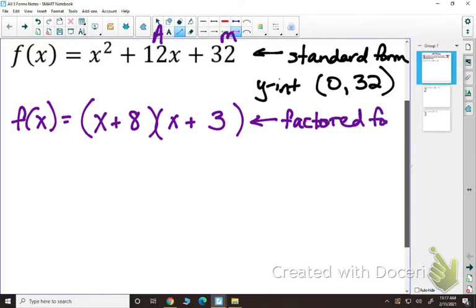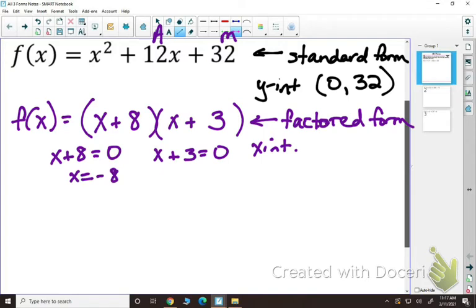Factored form. Okay. And again, what do you get from factored form? Hopefully you're going to say, hey, it's the x-intercepts. So to find the x-intercepts, we're going to set each factor equal to 0. So in the first case, if we have x plus 8 equals 0, in the second case we have x plus 3 equals 0. And if I solve the first one by subtracting 8 from both sides, x would be negative 8. And the second case, if I subtract 3 from both sides, x would be negative 3. So your two x-intercepts are going to be at negative 8, 0, and then at negative 3, 0.